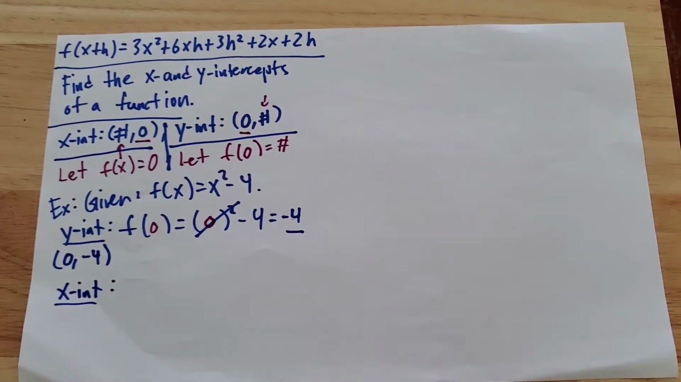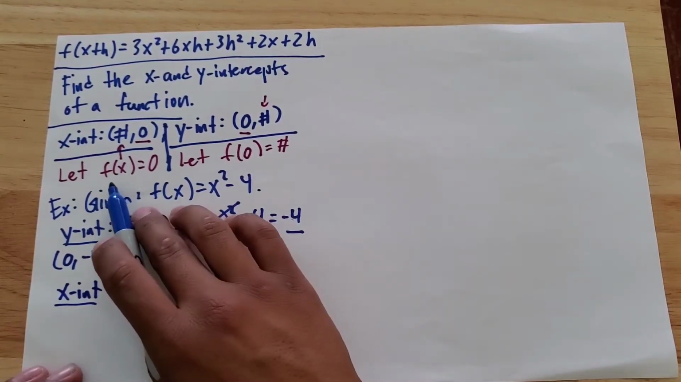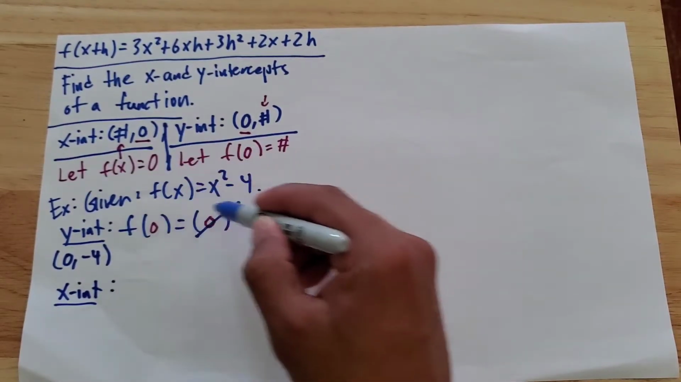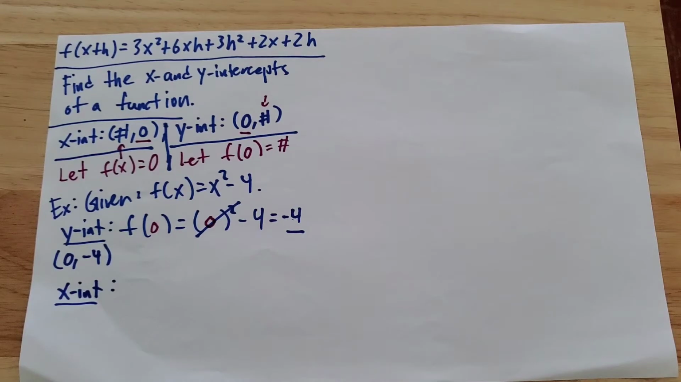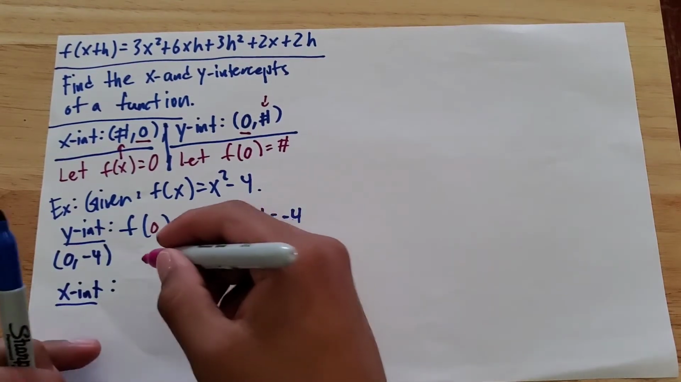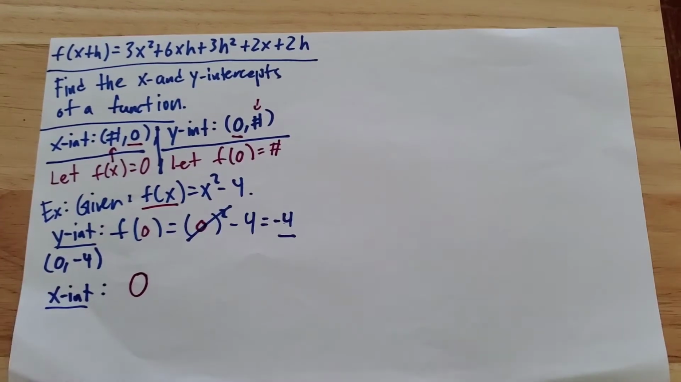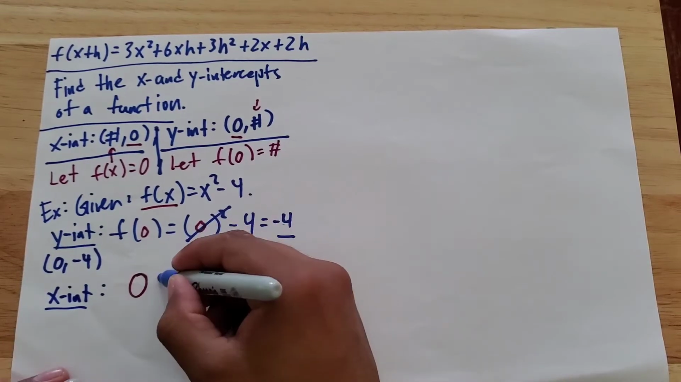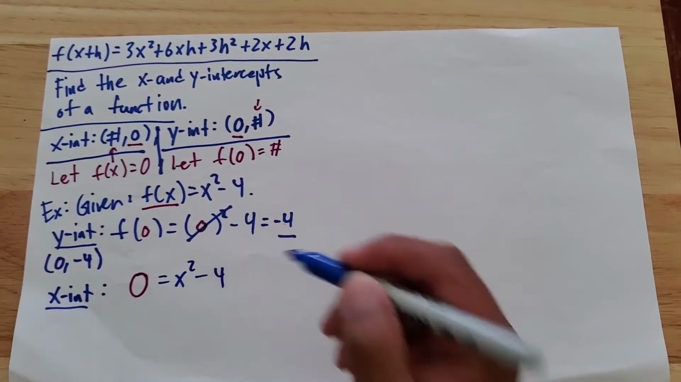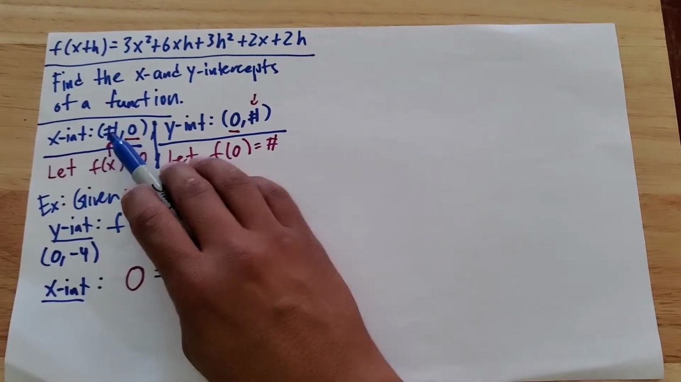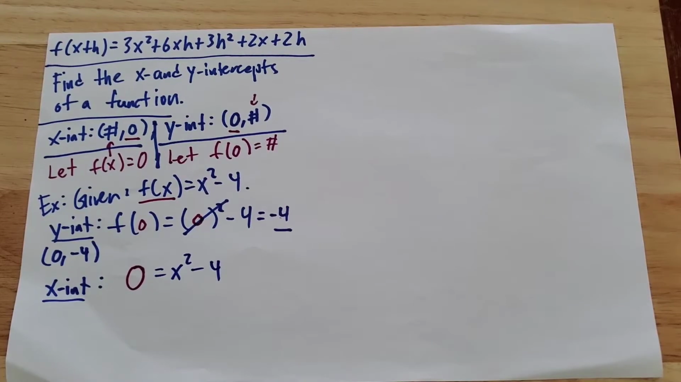Now for an x-intercept, we have to let our f of x equal 0. So when I'm looking at this f of x equals x squared minus 4, I'm going to replace this f of x with 0. And then 0 is equal to x squared minus 4. And now, again, you're trying to solve for that x to find that x-intercept. So that's why here you're solving for x. Now, hopefully, you can try to think of what type of equation this is.